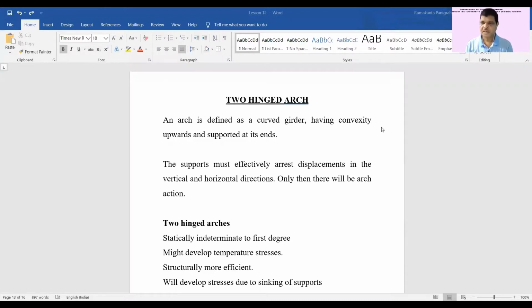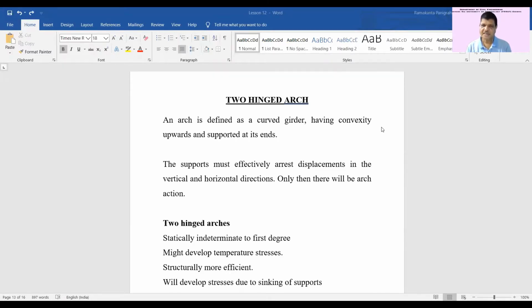Hello students, in today's class we'll discuss two-hinged arches. As you have already studied three-hinged arches in Structural Analysis 1, let us now discuss two-hinged arches. The difference between three-hinged arches and two-hinged arches will also be discussed, and we'll also discuss how to find out the reactions, bending moments, and forces in a two-hinged arch.